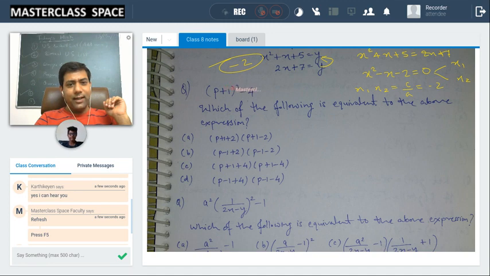Can you see this? A square minus b square. A plus b into a minus b. What is a here? p plus 1. What is b here? 2. Because minus 4 is minus 2 square. Yeah. A plus b into a minus b.